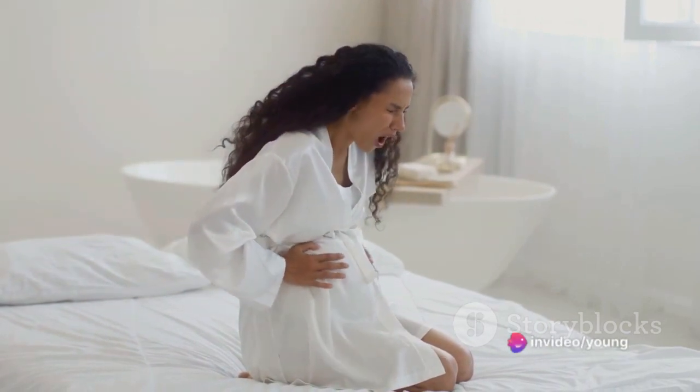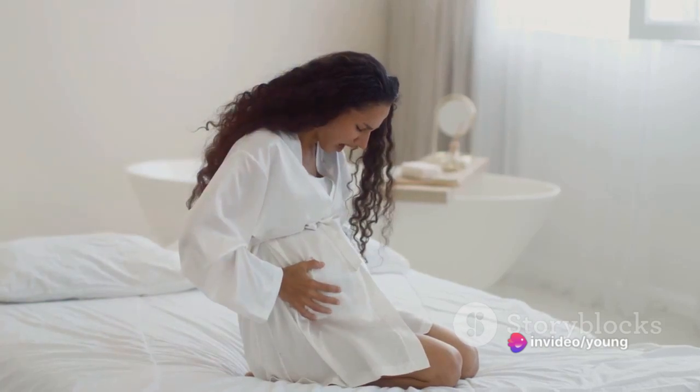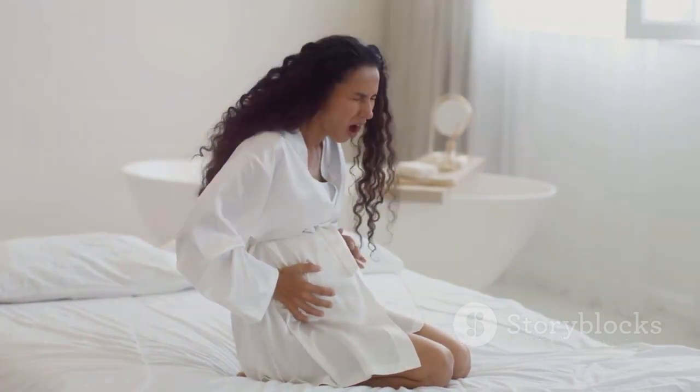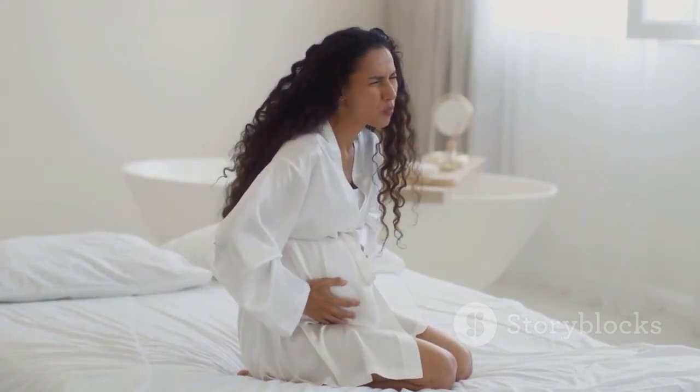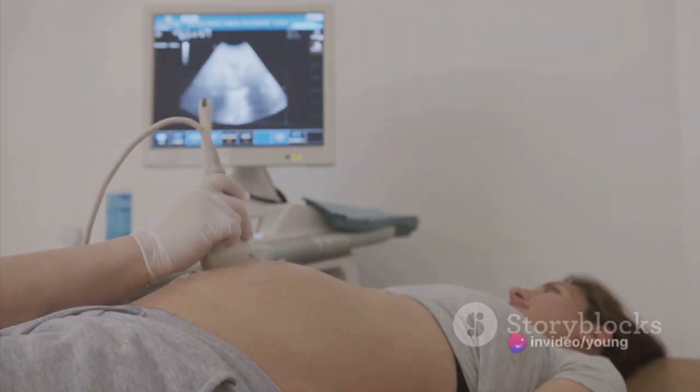Symptoms are another way to differentiate between the two. Molar pregnancy symptoms may include vaginal bleeding, severe nausea and vomiting, an enlarged uterus, and high blood pressure or other signs of preeclampsia. Lastly, the treatment for these conditions is also different.